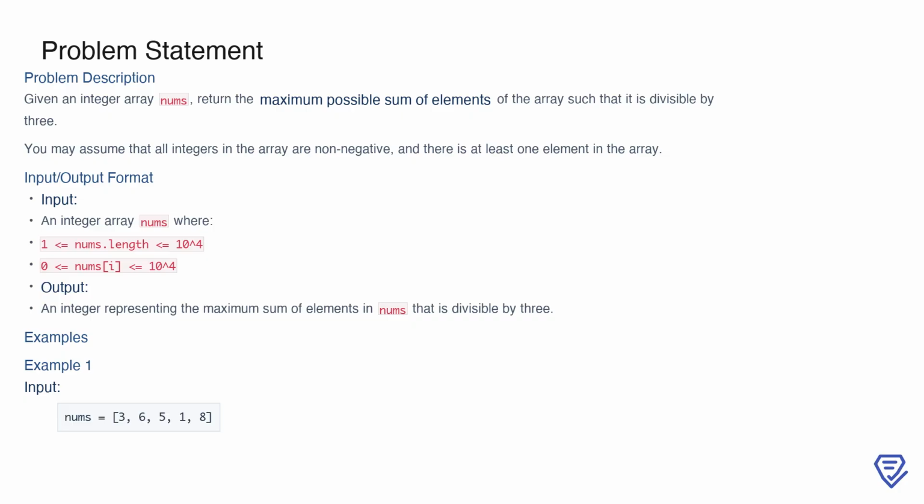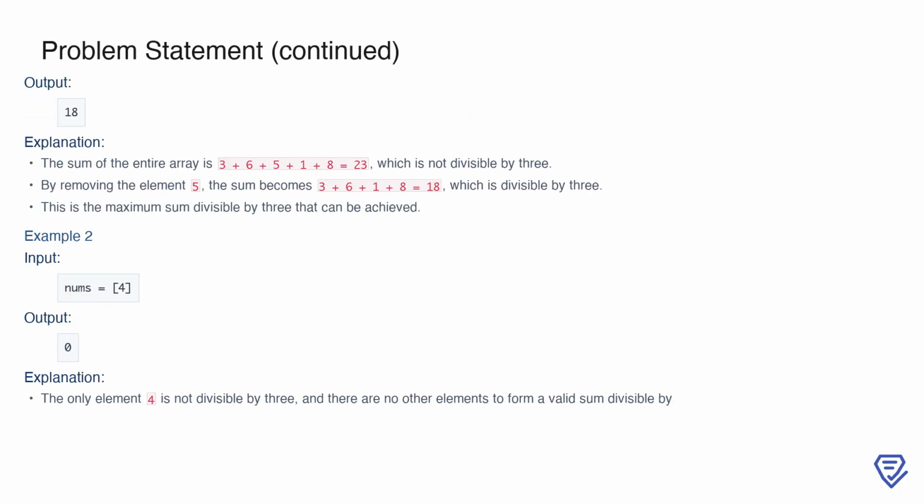For the input format, we are given an array nums where the length can range from 1 to 10,000, and each element in the array falls between 0 and 10,000. The output will be a single integer representing the maximum sum of the array's elements that meets the divisibility condition. Let's explore this through some examples.